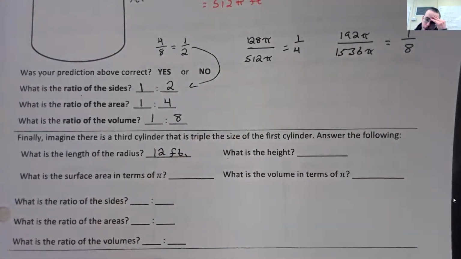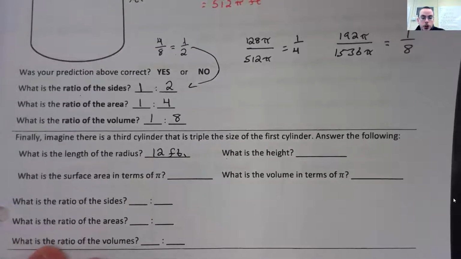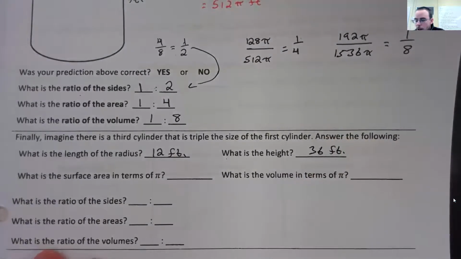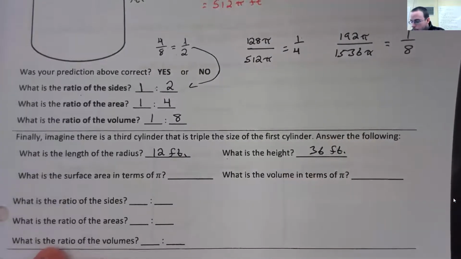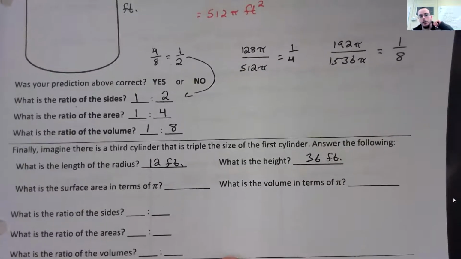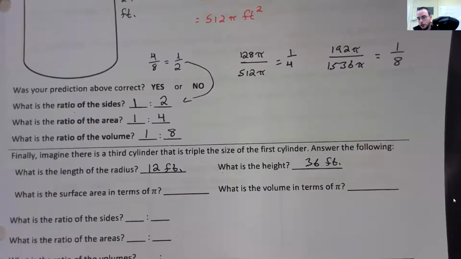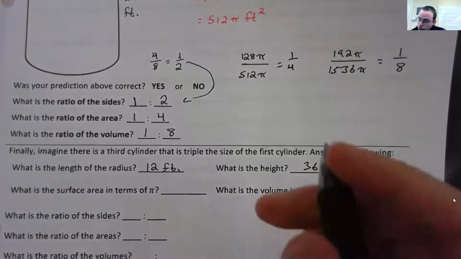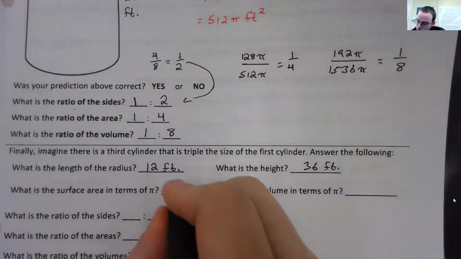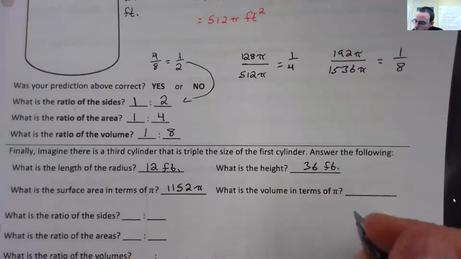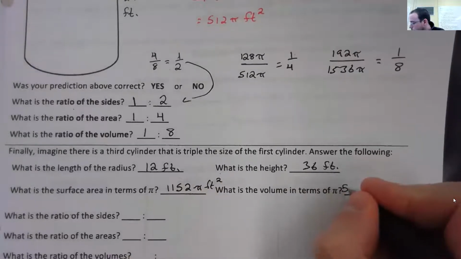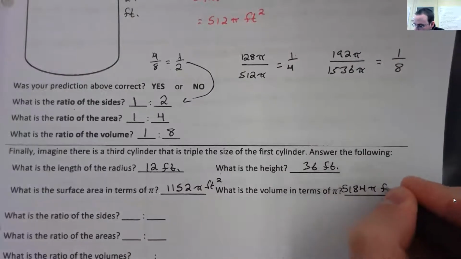Then we do the same thing for the height. So what is the height? It's originally 12 feet. We triple it, and that gives us 36 feet. Okay. Now, I'm not going to sit here and go through all the calculations for the surface area and volume. You guys should have a pretty good idea of how to find the surface area and volume. So if you do all of that, you get 1152 pi feet squared. And the volume ends up giving you 5,184 pi feet cubed.